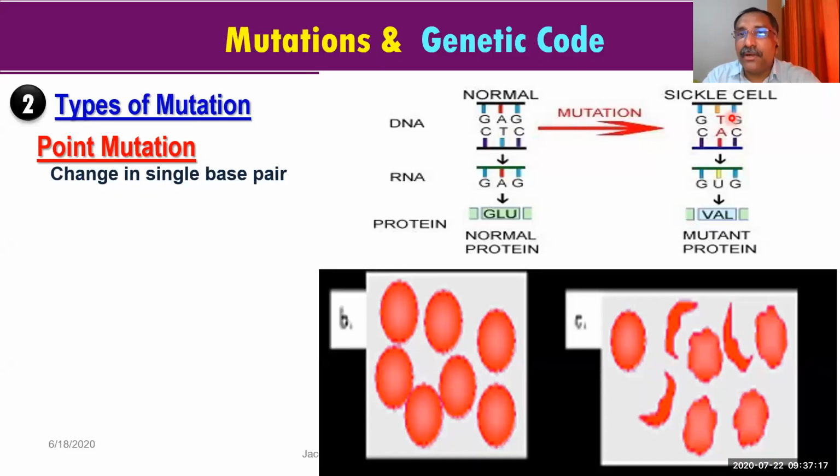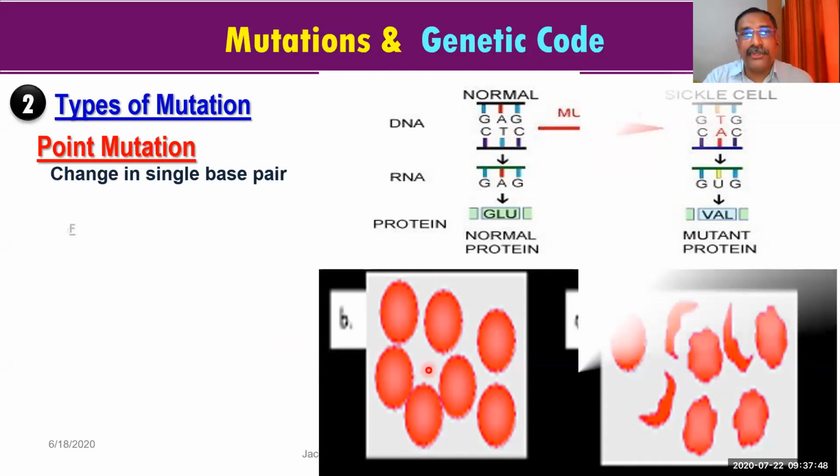So because of this slight change, only one nitrogen base has been changed, but that has resulted in a disease called sickle cell anemia. So this is the normal condition and this is the abnormal condition. The reason is that here the genes are normal, but here some gene has been changed. Some nitrogen base has been changed. The character has been changed. So you can see that this is about point mutation.